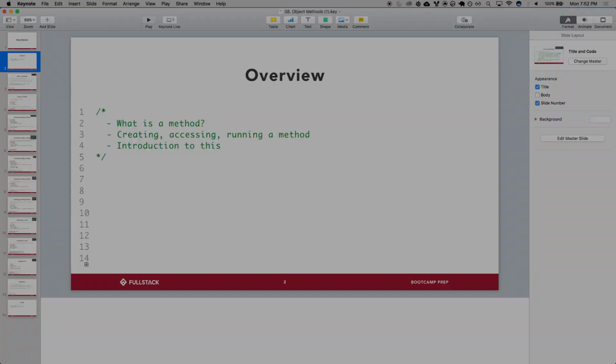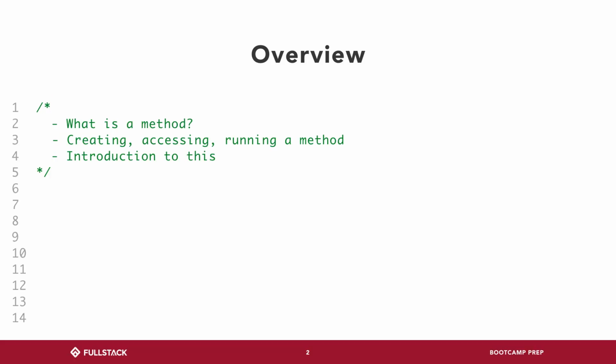All right, back to the slides. We'll go over how to create, access, and run a method, and an introduction to this, which you're already an expert at. How do we know what the value of this is? It's the thing before the dot.